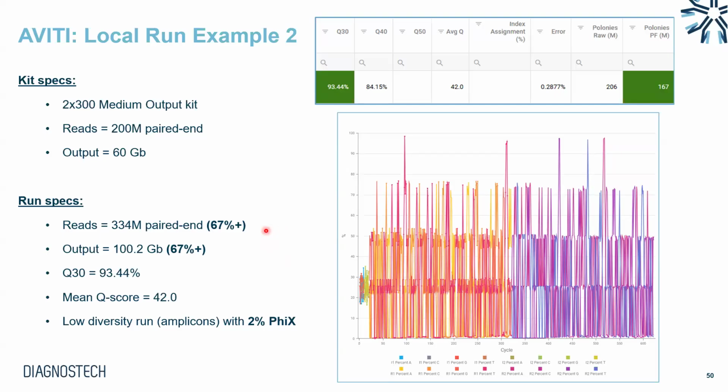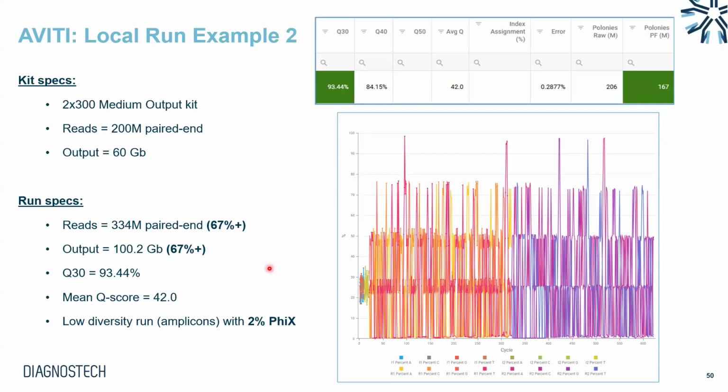334 million paired end reads, so 67% higher output than what the kit is designed to do. They had 100.2 gigs of output, and the Q30 score is still 93.44 with the mean Q score of 42. So it virtually hasn't affected our quality score at all, and they were able to get significantly more output.